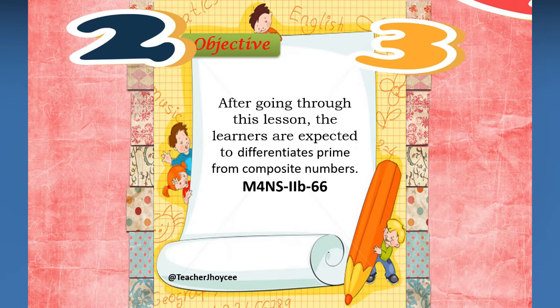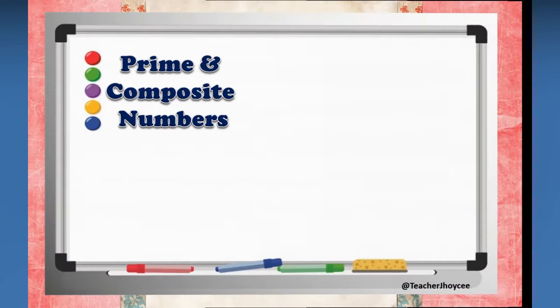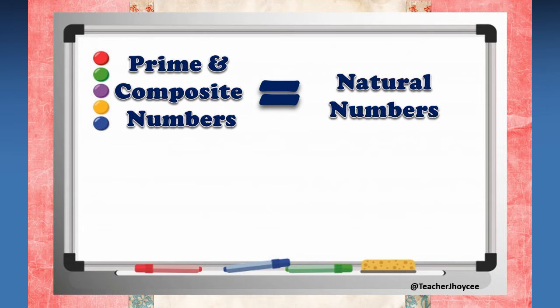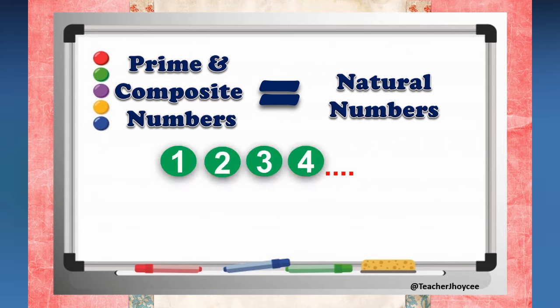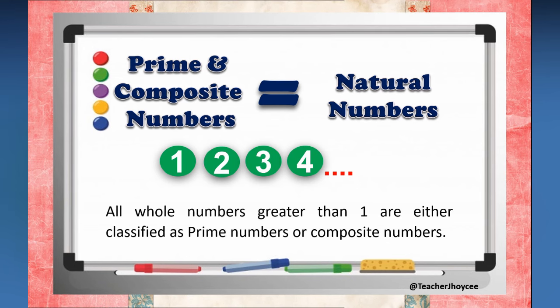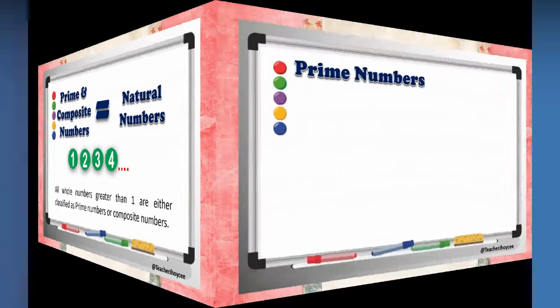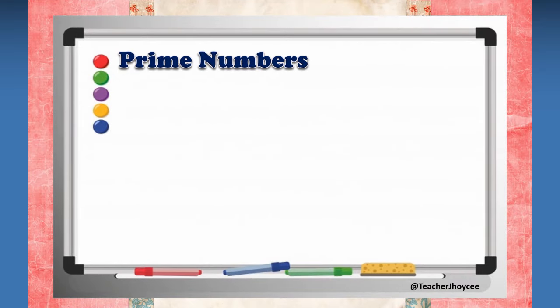After going through this lesson, the learners are expected to differentiate prime and composite numbers. Prime and composite numbers are natural numbers. Natural numbers means all numbers from 1, 2, 3, 4, and so on. They are the numbers you usually count. No negative and no fractions. All whole numbers greater than 1 are either classified as prime numbers or composite numbers. Let's start by finding out what is a prime number.